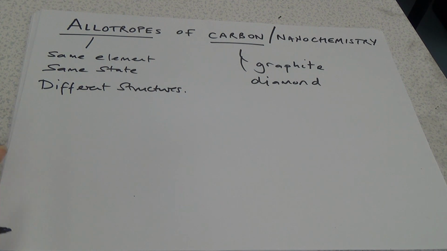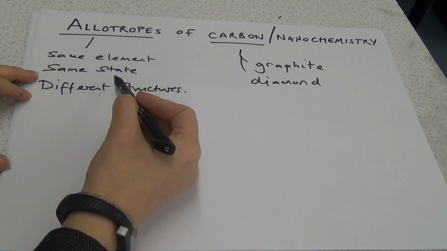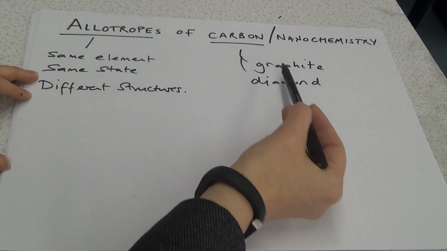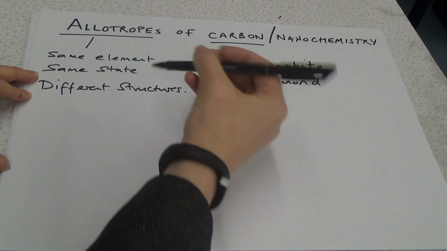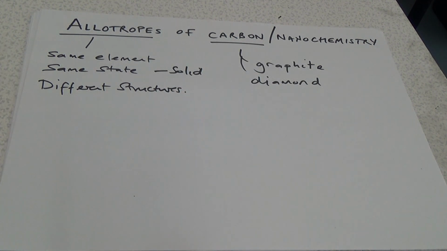Allotropes are basically substances that exist as the same element. So in the case of graphite and diamond, they are both carbon. They have the same state. In other words, graphite and diamond are both solids in this particular example, but they have completely different structures. In other words, their carbon atoms are arranged in a completely different way.